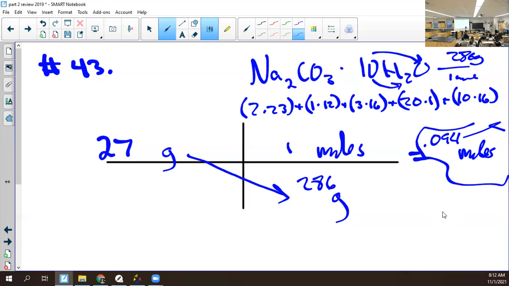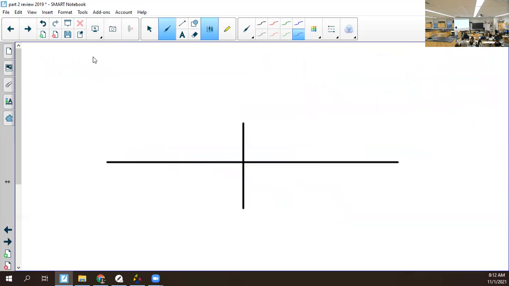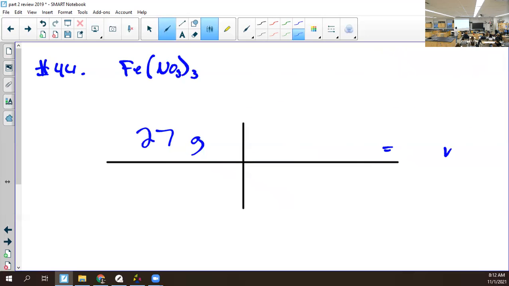Okay, 50 or 44. FeNO3, 2. Is it a 2? A 3? Okay. Same start here. Okay, give it your best shot. I don't want to spend a ton more time. We'll go 2 minutes and see how it goes.